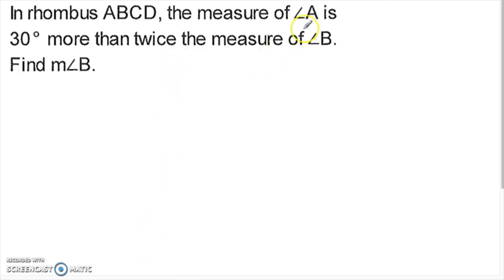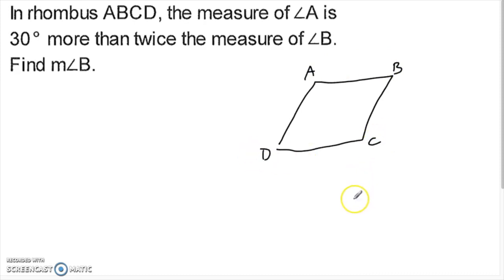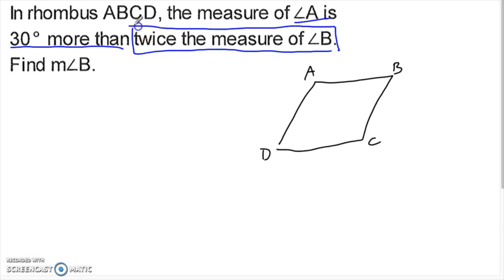So we've got a rhombus ABCD, again no picture, which means we're going to draw one. So ABCD. Notice when I draw my pictures, I don't worry too much about making it perfect. I just need it to be good enough to label and see what's going on. So angle A is 30 more than twice the measure of angle B. All right, let's break this down. Angle A is 30 more than twice the measure of angle B. So they're telling me about A in terms of B.